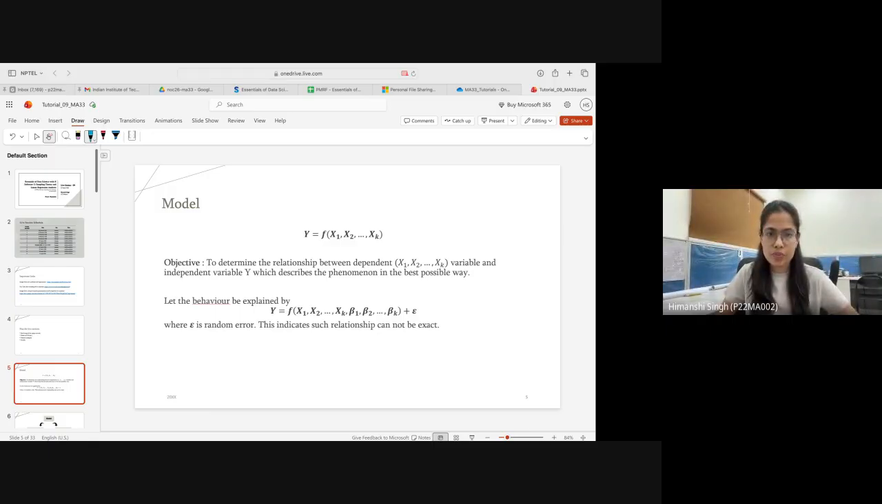So first of all, the main thing is the model. What basically is a model? For example, you have a data set in a practical scenario.